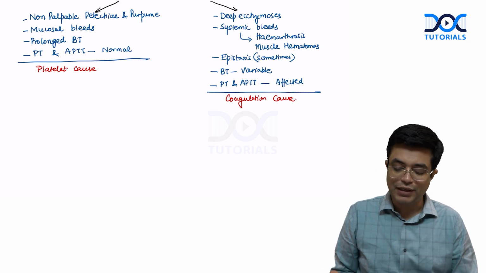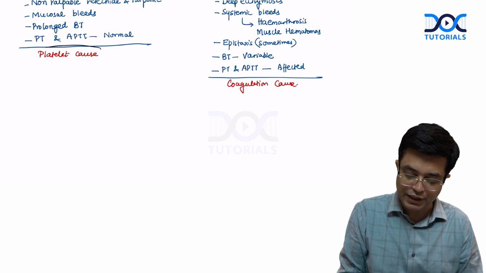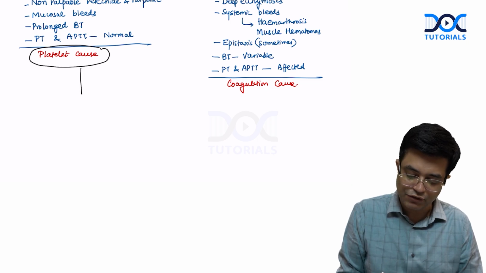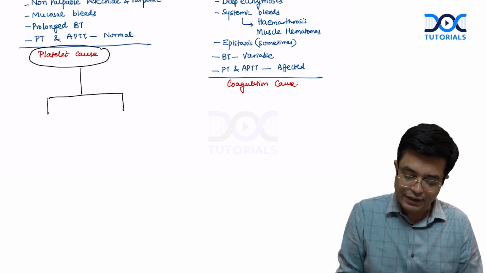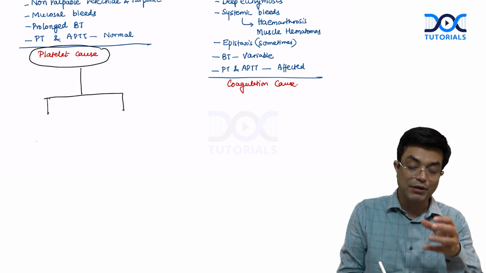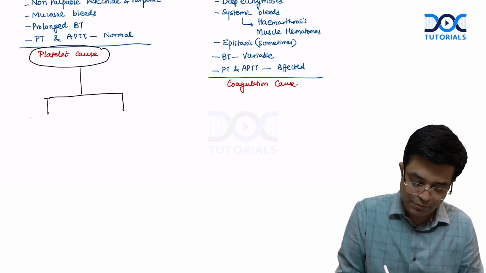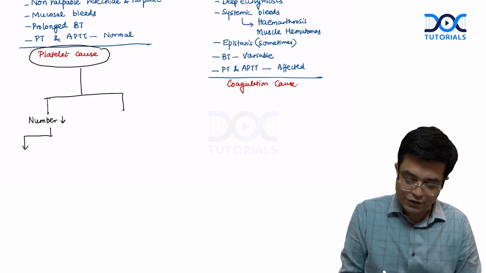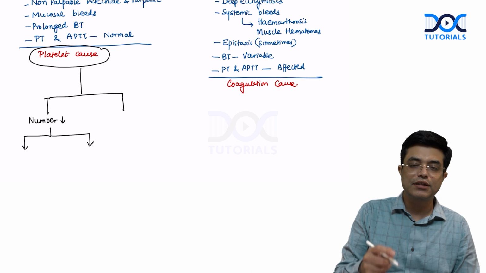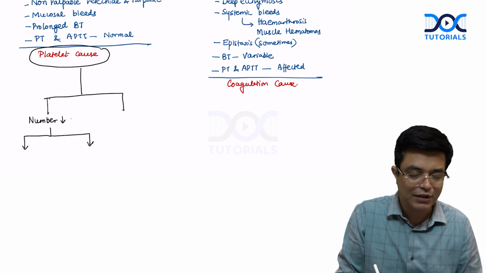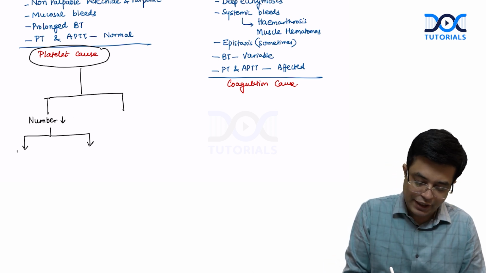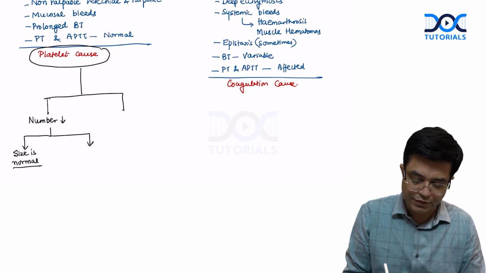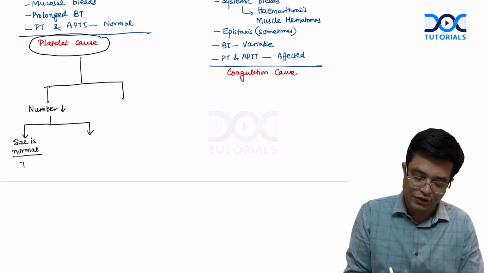Let us first take the platelet cause. If it is a platelet cause of bleeding, there are two possibilities which should be considered. In case the examiner says that platelet cause is there, then if the platelet count is low, you look at what is the associated abnormality. Number low means thrombocytopenia. So this is nothing but thrombocytopenia. If the size of the platelet is normal, you should suspect an ITP-like condition.